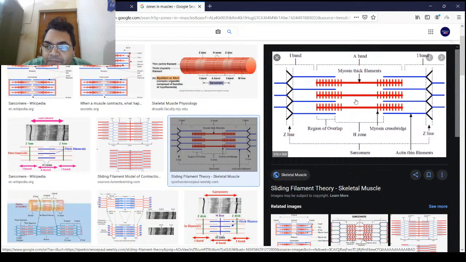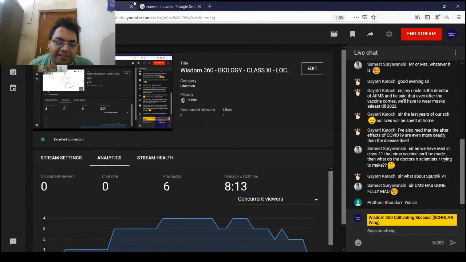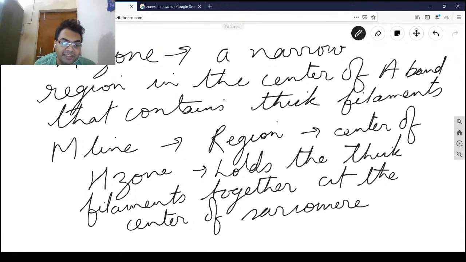First of all, you must be acquainted with and always know the reason and the function behind each and every band. Then we will come to the proteins. Now we'll come to the muscle proteins, very important from your NEET perspective. I'll tell you the functions in short. Myosin and actin we all know. Now tropomyosin. Where does tropomyosin bind? To the actin binding site.